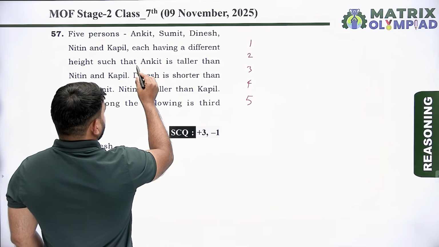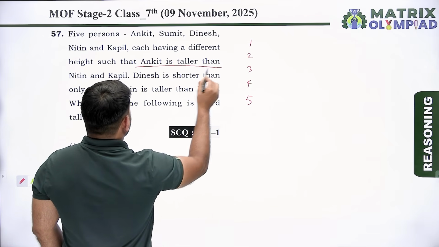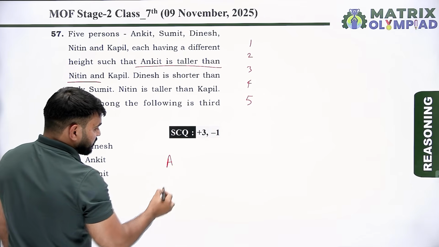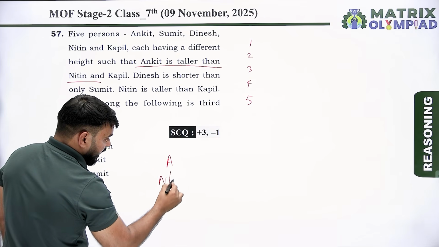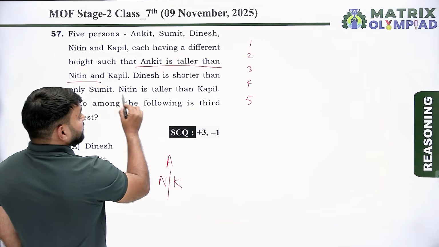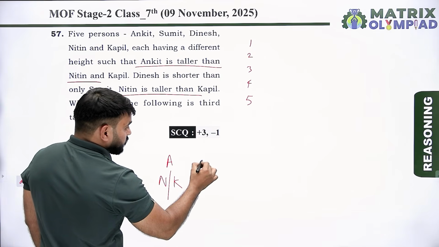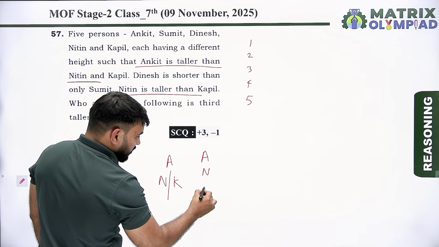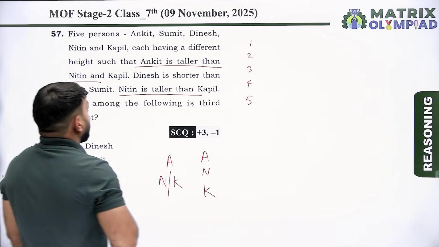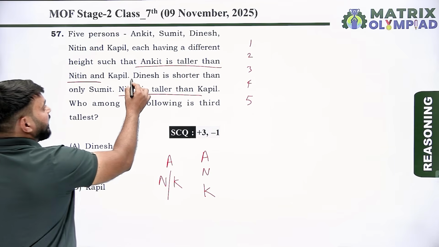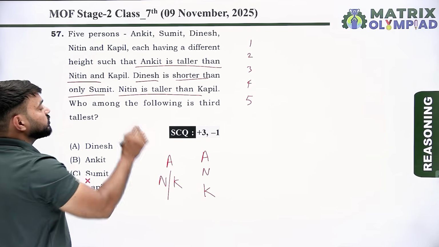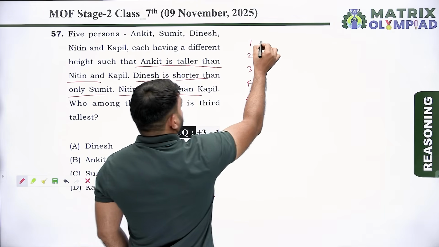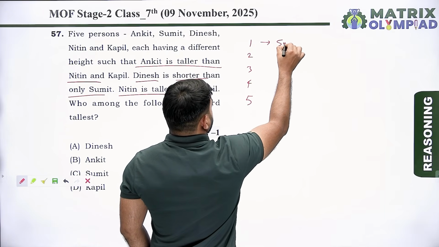Now according to the given information, Ankit is taller than Nitin and Kapil, and Nitin is taller than Kapil. So Nitin is taller than Kapil, and Dinesh is shorter than only Sumit. Only Sumit, it means Sumit is the tallest person among them.